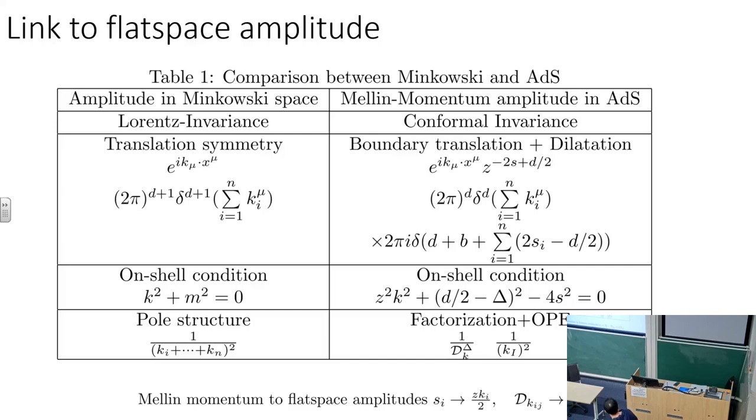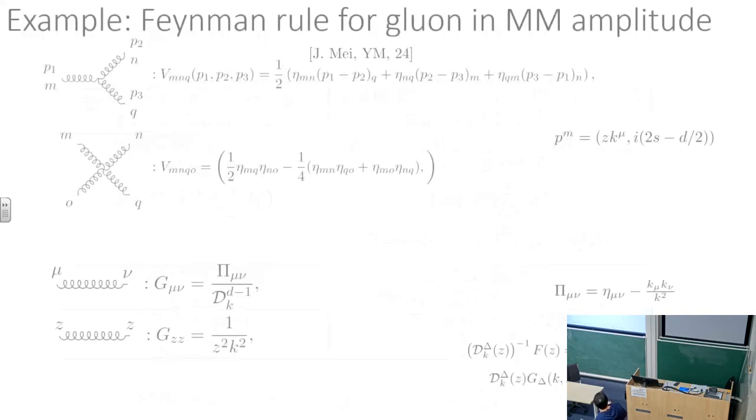And then, as we just introduced, this Mellin momentum amplitude has the same on-shell condition. For each leg, you will have an on-shell condition, just as in flat space. And these are the pole structures. So this is the 1 over curly D, which is the 1 over the Klein-Gordon operator. And if you take the flat-space limit, just as in Raman's talk, you will just reduce to the usual 1 over the Mandelstam invariant in flat space. Okay, I will talk about this pole structure later, in the next slides.